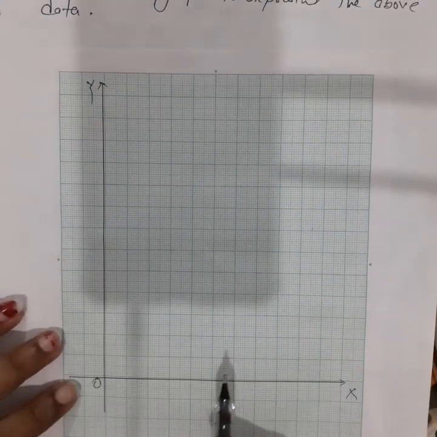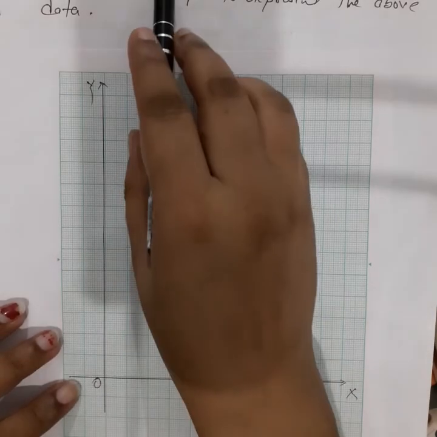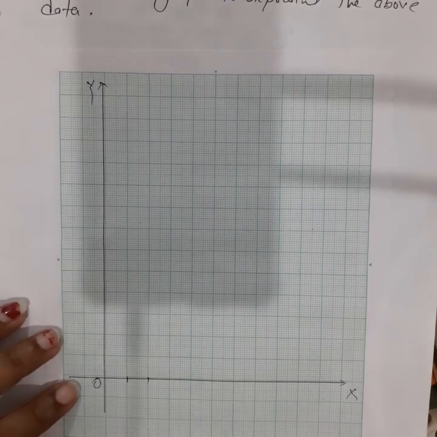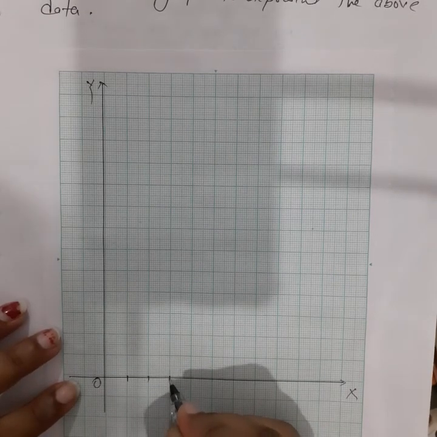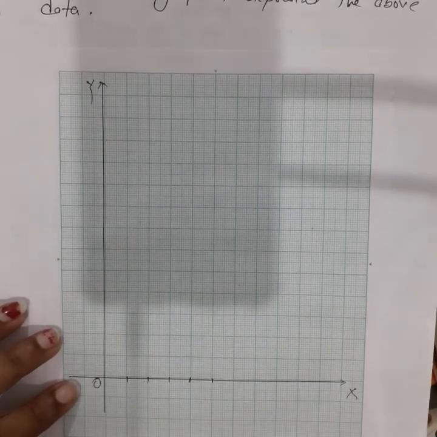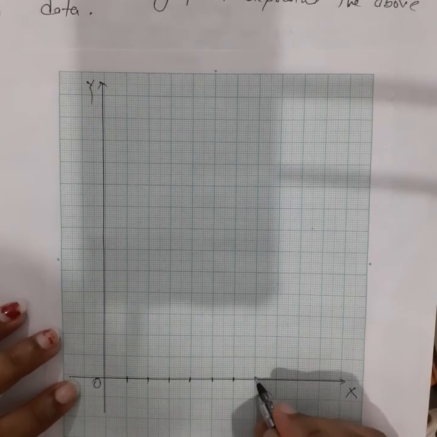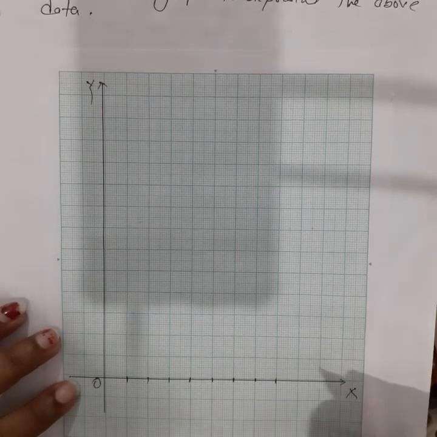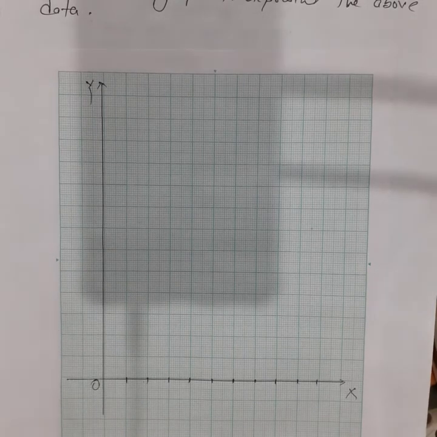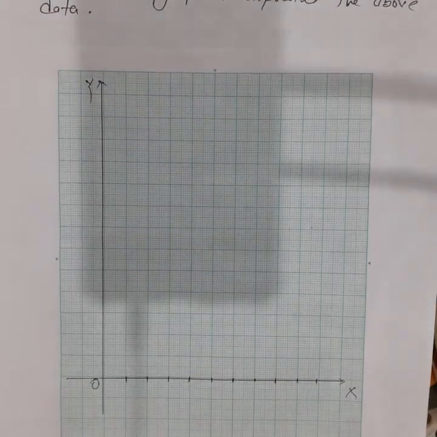Now, what we have to do? We have to mark equal space for each subject. We mark it for Hindi. Again, we leave one space and it is for English. Then we leave one space for Maths, leave one space for Science, leave one space, and this is for Social Science. Now we have to choose a scale for the y-axis.